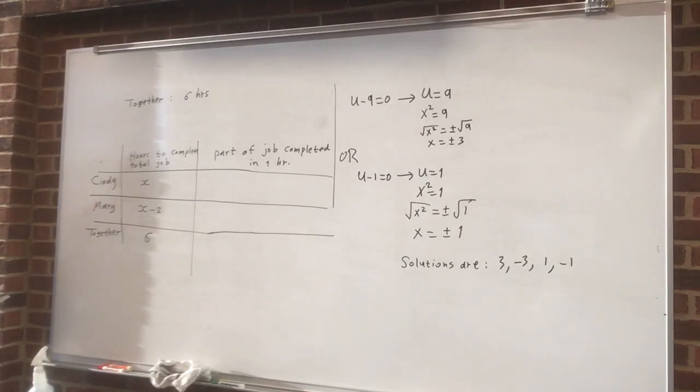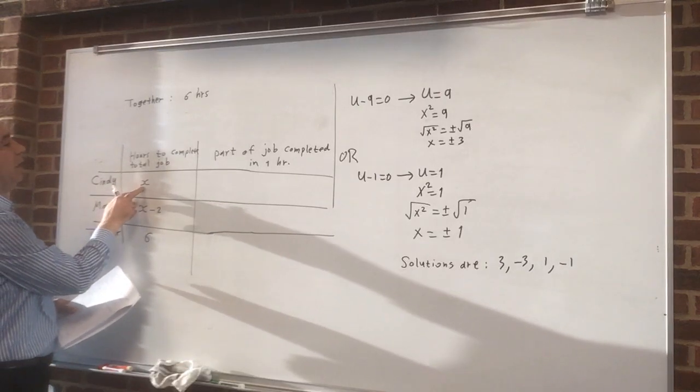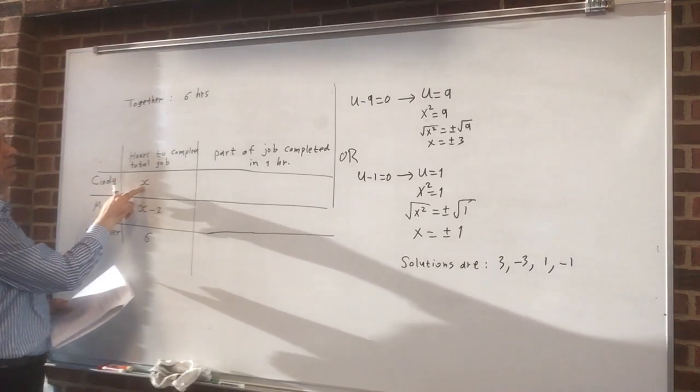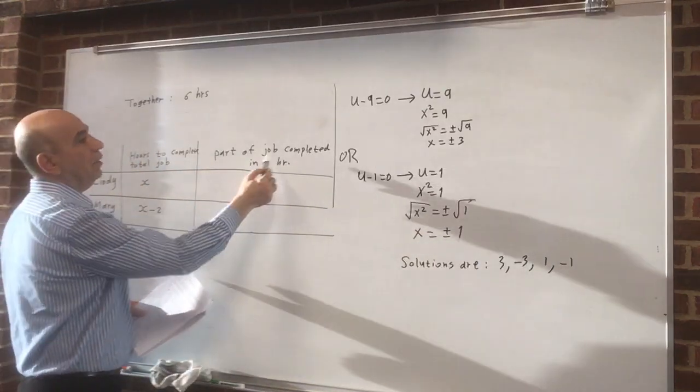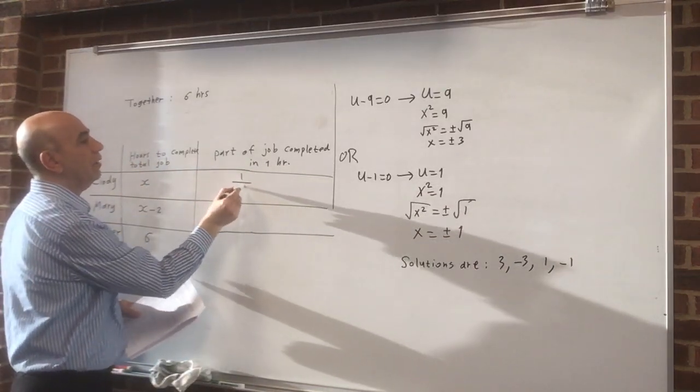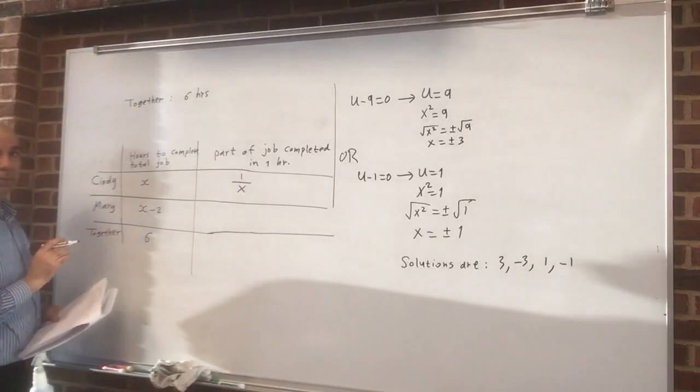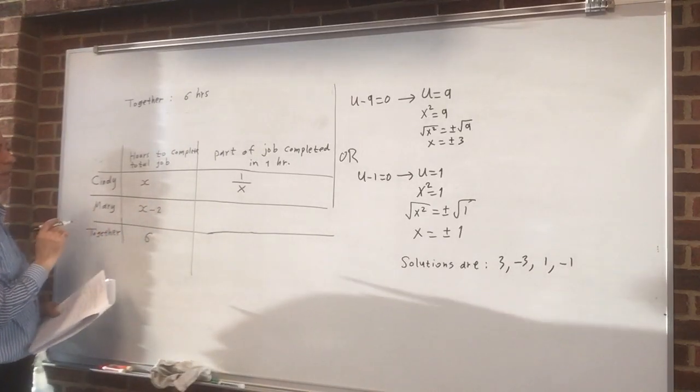Now the key idea here is the relationship between the time in hours it takes to complete the job and the part of the job completed in 1 unit of time, or 1 hour. So for example, if Cindy needs x hours to complete the total job, then the part of the job completed in 1 hour is 1 over x. This is true in general for any problems like this.